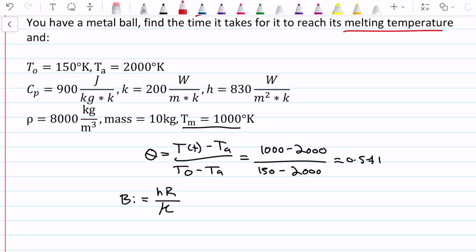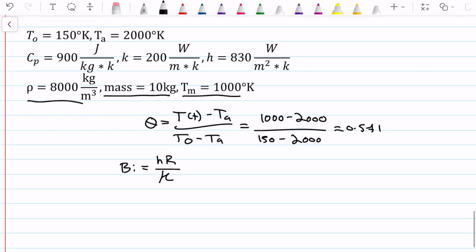Let's see, we know H, we know K. We don't know R, but we do know the mass of the ball and its density, so we can convert those into radius. So let's go ahead and do that.